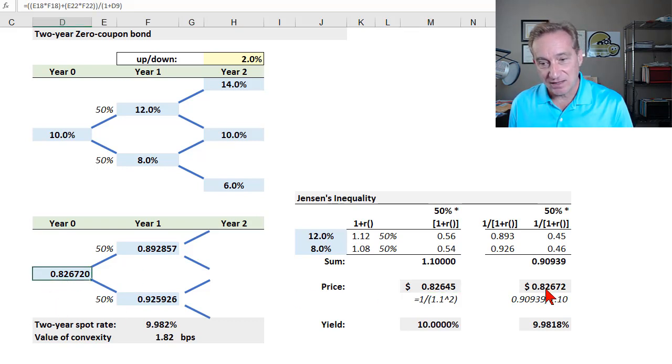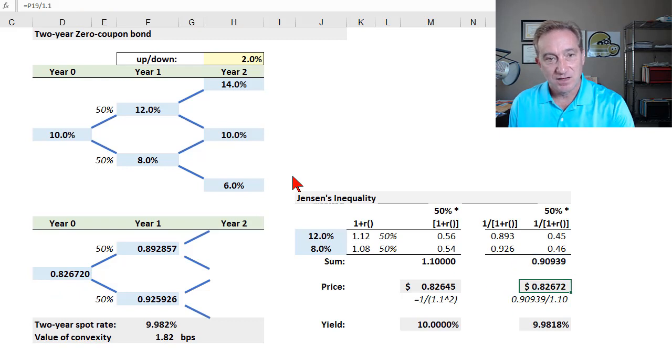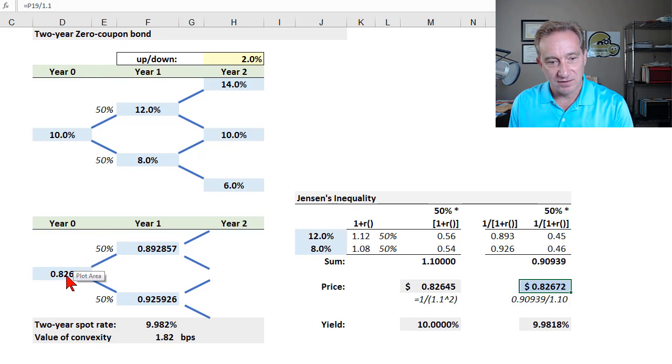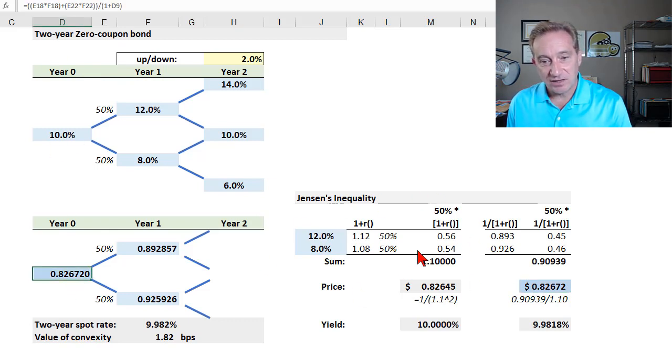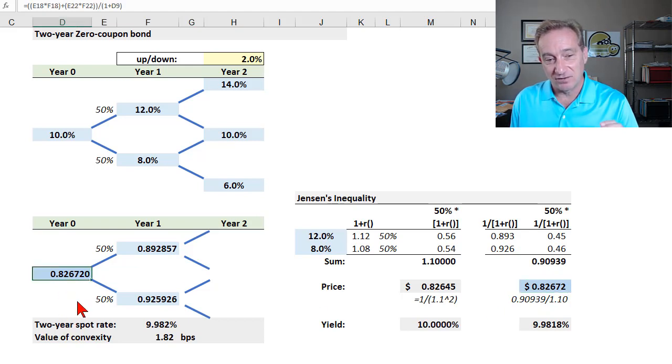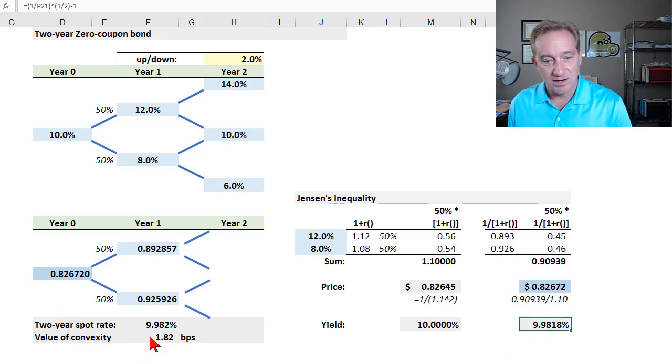What we actually get here is this price, and maybe I'll just color it. So we emphasize here the fact that we have a match. And this illustrates Jensen's inequality. What we're getting here is the side of that inequality where the price is greater. Here we're getting a price of $826.72, and it corresponds to a yield of 9.982 rounded.